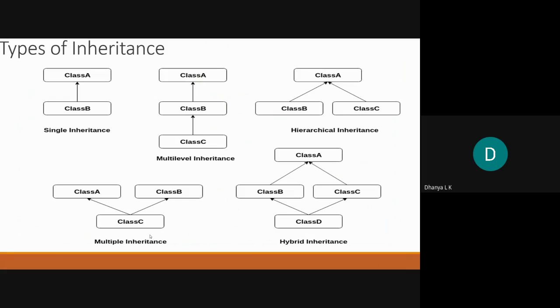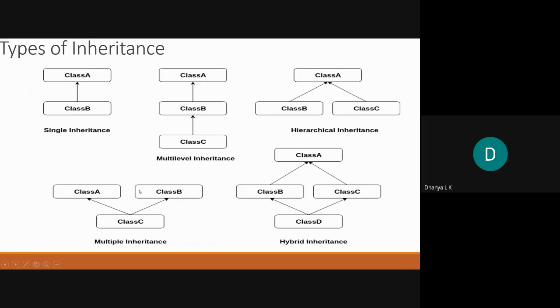But even so, we can generally say that there are 5 types of inheritance. So one is single inheritance. That means there is one parent and one child. One child can take all the features from the one parent.